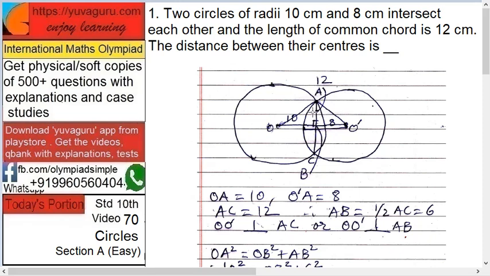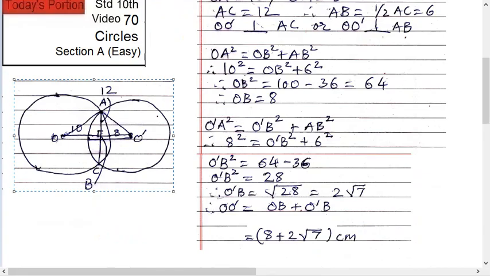Remember, the segment from the center to the chord of any circle always bisects that chord. So that's why these two will be half and equal. So O dash B is perpendicular to AC. Why? Because the segment from the center to a chord bisects that chord and is always perpendicular to that chord. Also you can say O dash B is perpendicular to AB because AC and AB are the same segment.